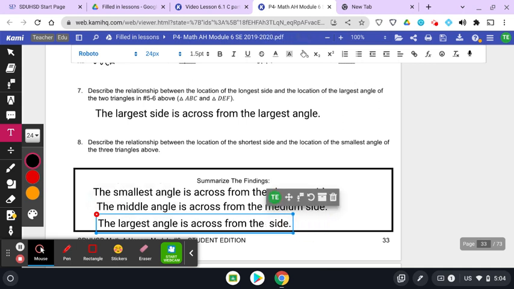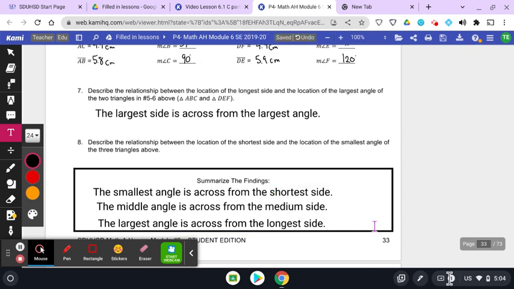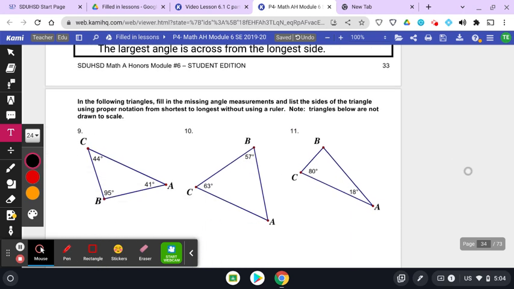Again, we're on a video. If I'm going too fast, pause it, rewind it, slow it down. You can do it. Next page.